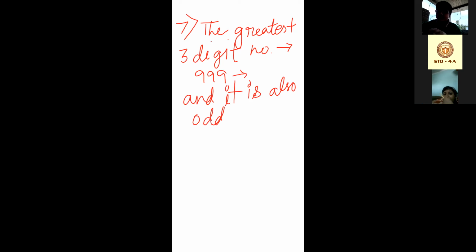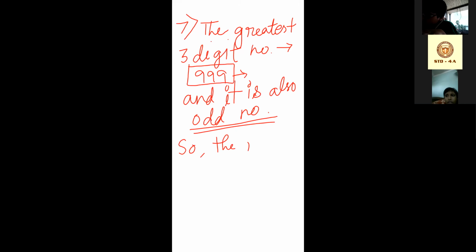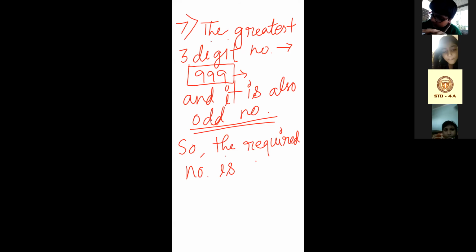What is the question of the seventh one? The seventh question is, what is the greatest three digit odd number. 999 is the greatest three-digit number, and also it is odd. So this one will be the actual answer. Got it? So the required number is 999 itself.